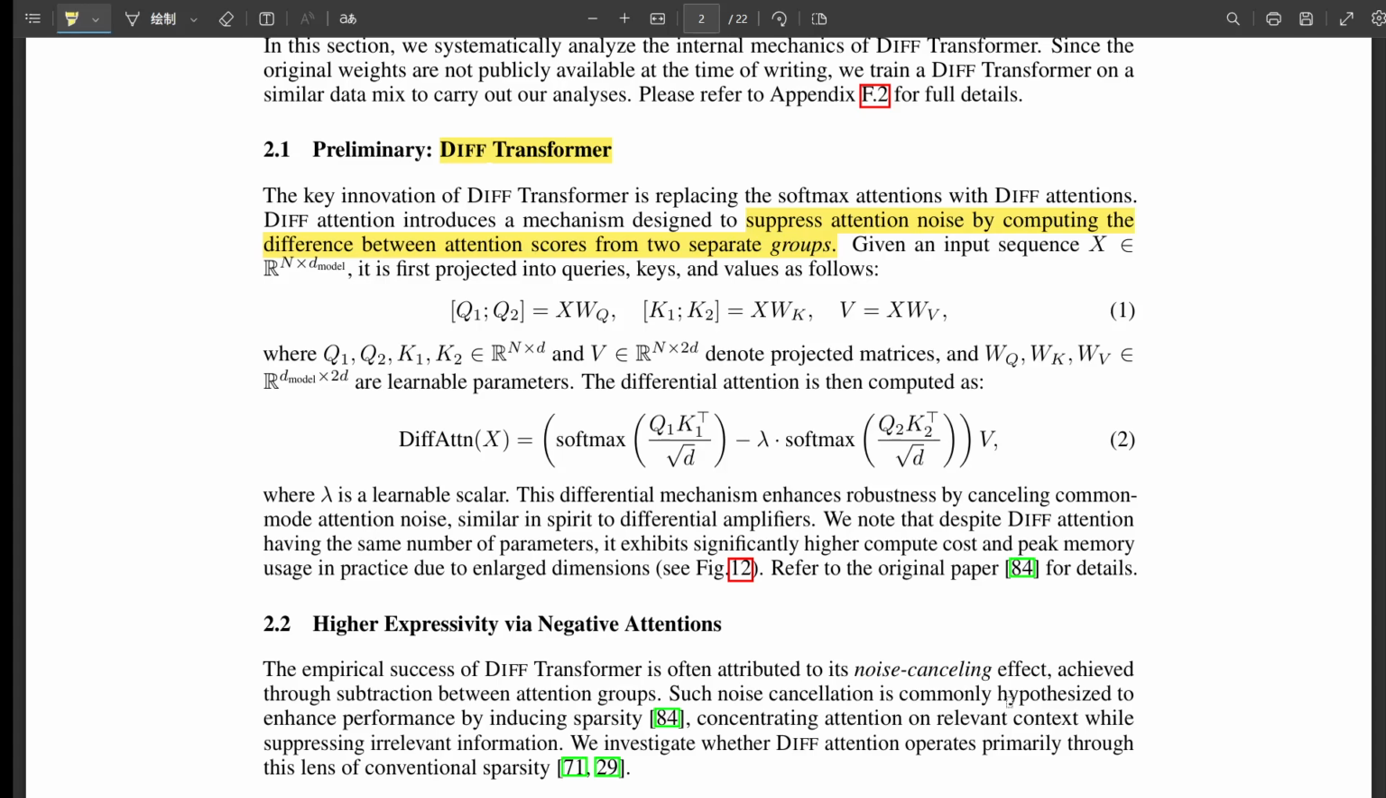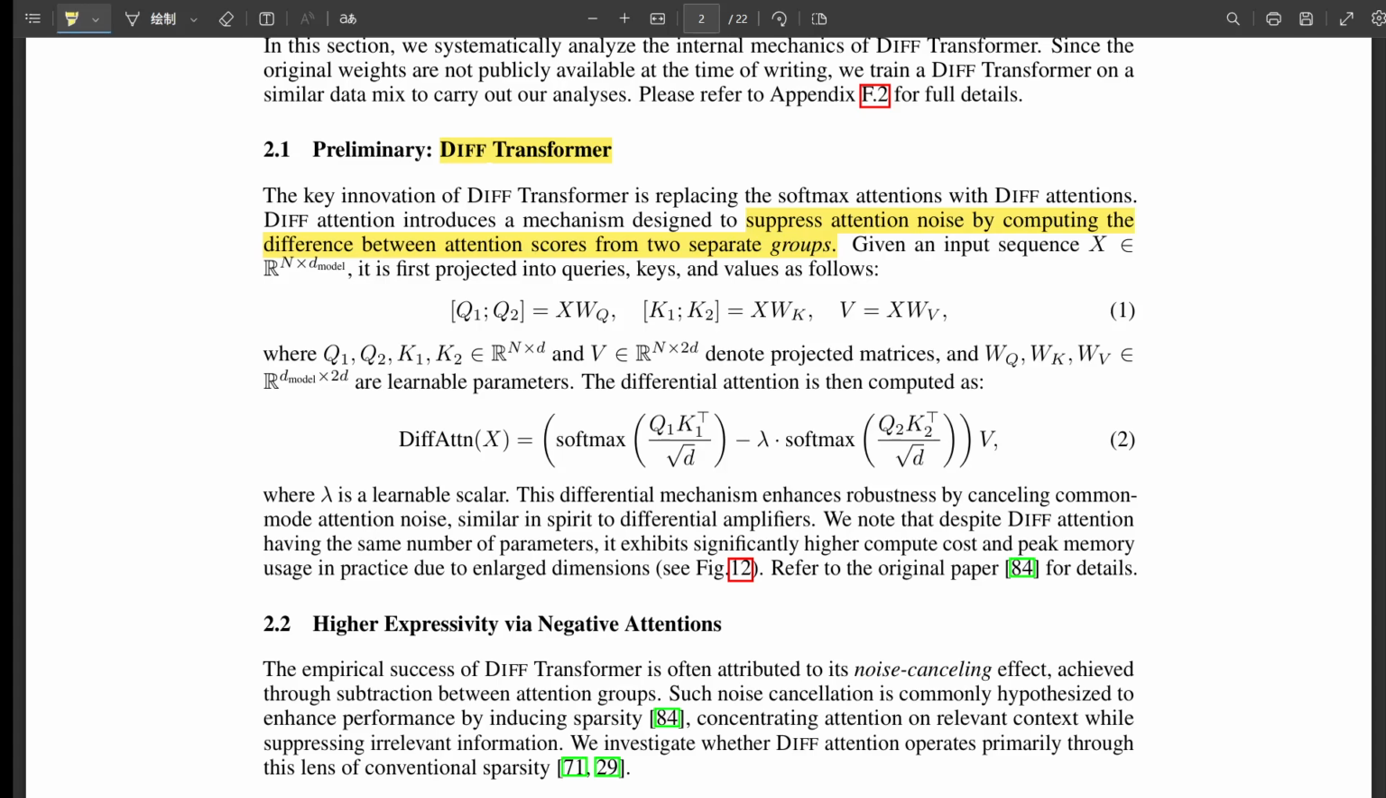Definitely. This is where the analysis gets really interesting. They pinpointed 3 key reasons for the Diff Transformer's success that go beyond just that simple noise cancellation idea. Okay, first one up. Enhanced expressivity via negative attention. Negative attention, that sounds weird. How can you pay negative attention to something?